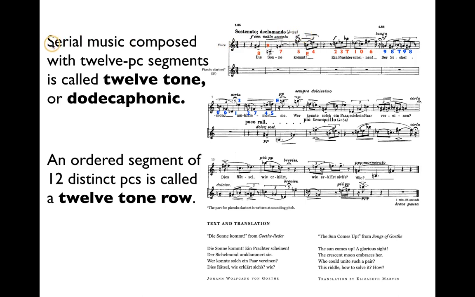Serial music composed with 12-tone segments is called 12-tone or dodecaphonic music. Basically, an ordered segment of 12 distinct pitch classes is called a 12-tone row. In this piece, the prime form of the row is P8. And if you follow the music, you can see that each pitch class is used only once before it ends.